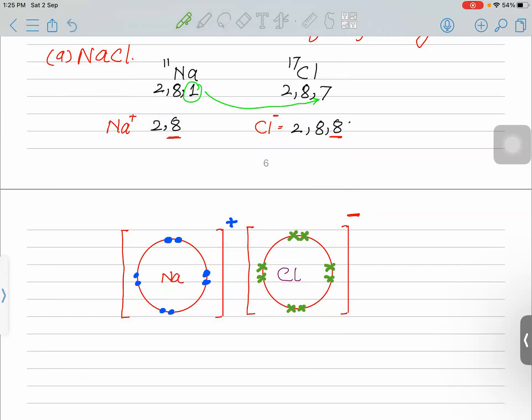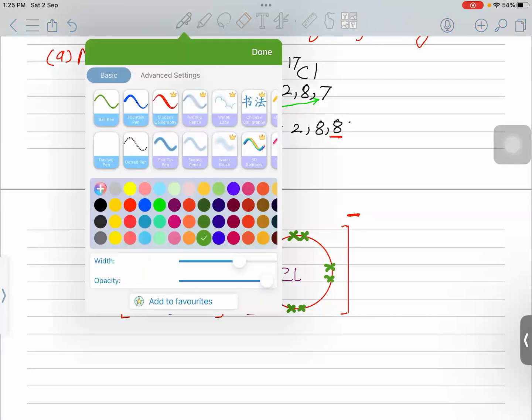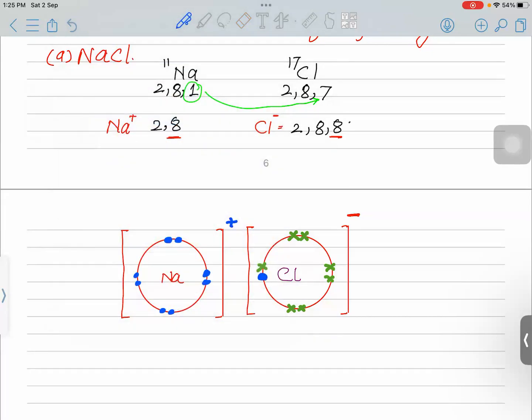Yes, chlorine has 7 valence electrons. So this electron does not belong to chlorine. It should be from sodium.